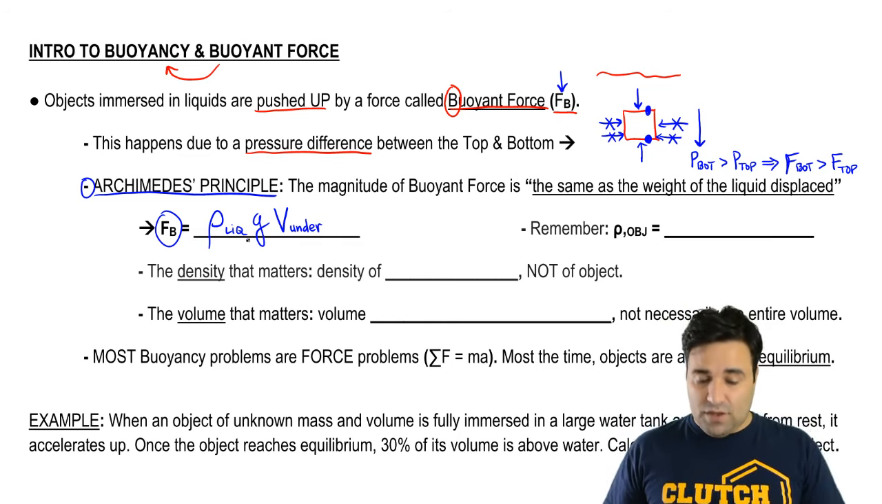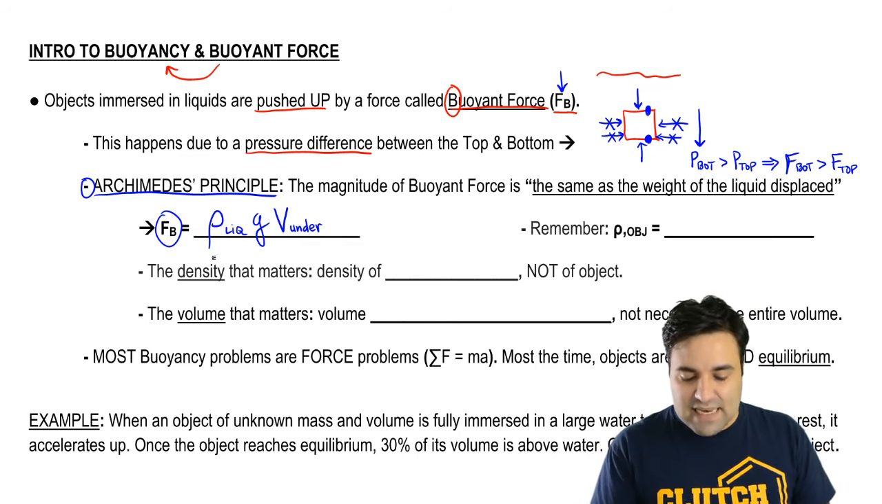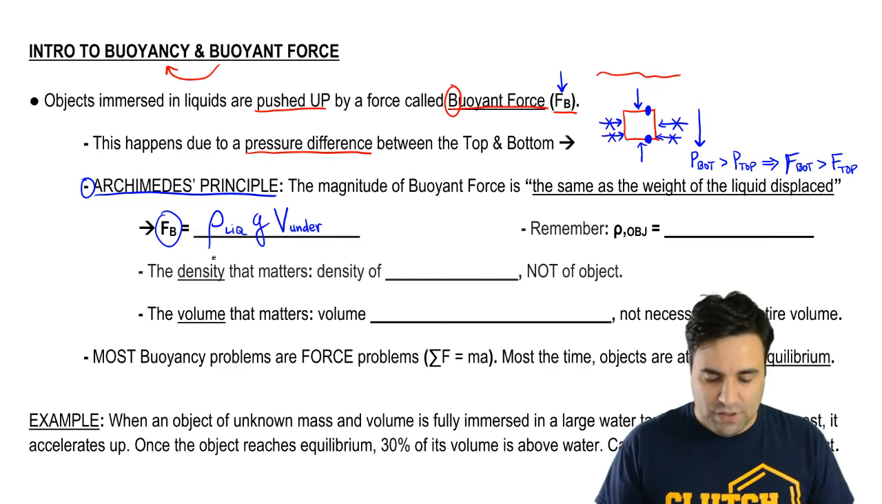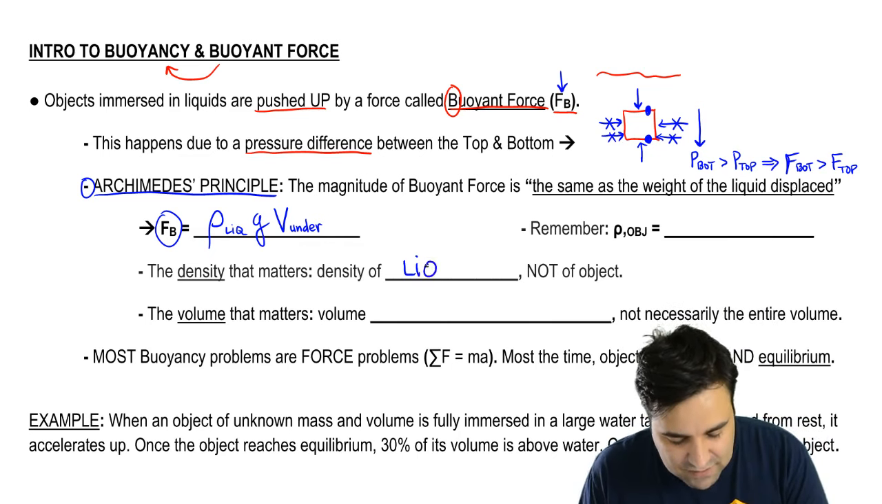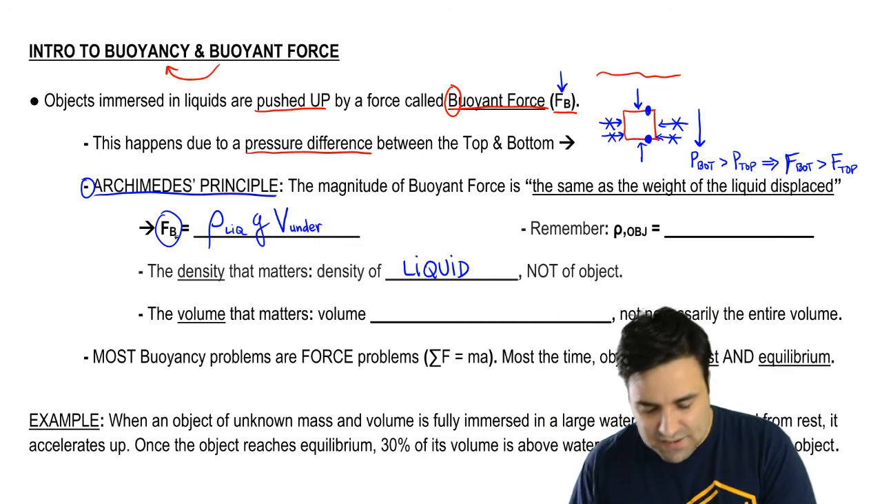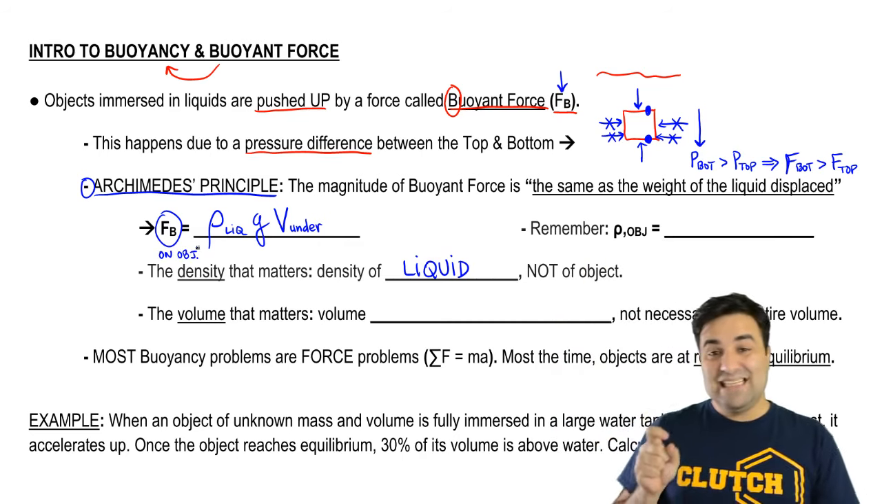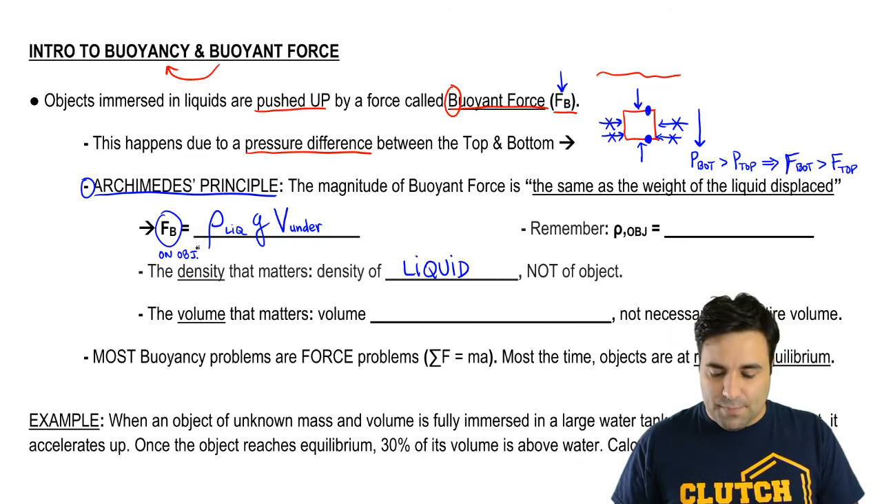So there's two really important distinctions to make here. In this equation, the density that matters, the density that you should be looking into, is the density of the liquid. Even though the object is inside, and this is the force on the object, the density that matters is the density of the liquid. Don't get that messed up, okay?